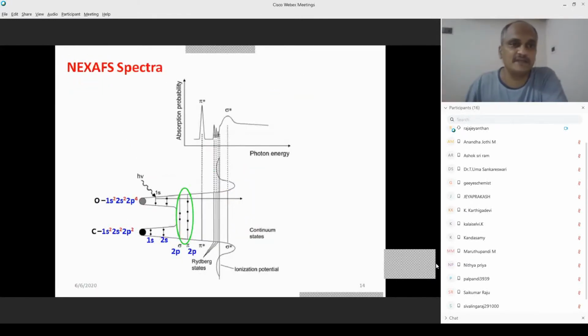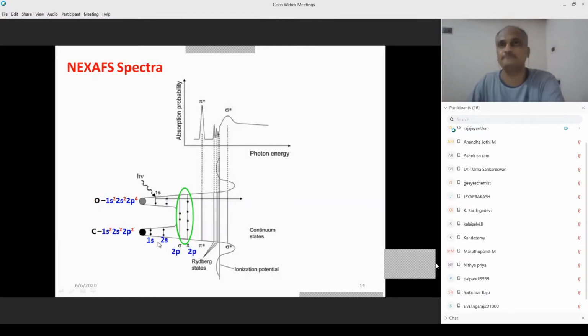So this is a typical NEXAFS spectrum, taken for carbon monoxide. We all know that carbon has the electronic configuration 1s2, 2s2, 2p2, and oxygen has 1s2, 2s2, 2p4. When it undergoes bonding in carbon monoxide, there will be formation of 2 pi bonds and 1 sigma bond. So the 1s and 2s electrons are buried deep in the core shell.